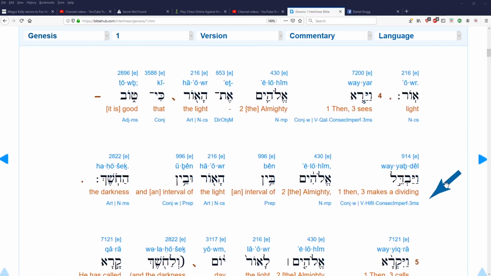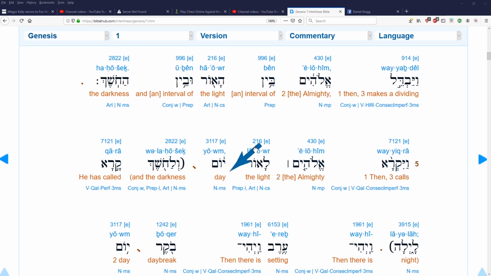Recognizing that the light is good, he makes a dividing between the day and the night, or he makes an interval of the light and an interval of the darkness, keeping the light interval separate from the darkness interval. Notice the order of events here. An interval of the light and the interval of the darkness. The interval of the darkness coming after the interval of the light. The order is important here. Then the Almighty calls the light day. Notice again that first he calls the light day, and then off the timeline he has called the darkness night.